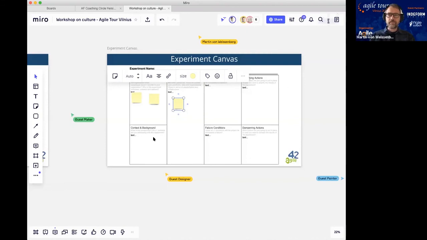Yeah, and in the past, when we've been working with the customers physically, we have been drawing this up on a flip chart, and then people were putting post-its.